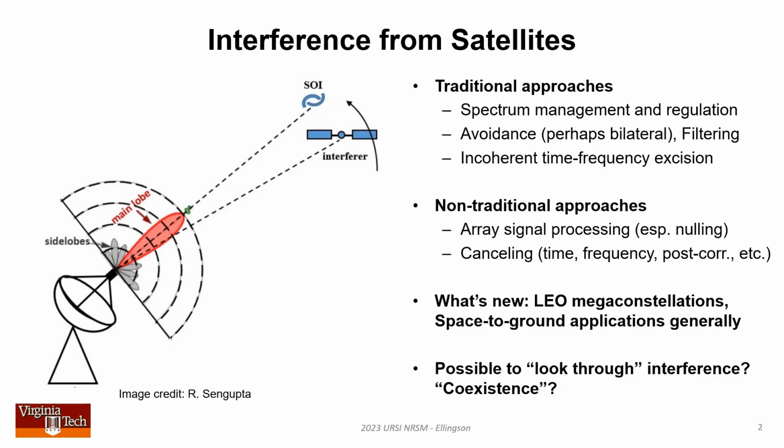So, is there a plausible way to observe in the presence of satellites? And by that I mean looking through satellite signals and not merely avoiding them. Given that the answer to that question is probably not going to be an unqualified yes, well, at least not always, then the question is, to what extent is coexistence possible? I don't know the answer to that, but an answer to that question is what this project is working toward.